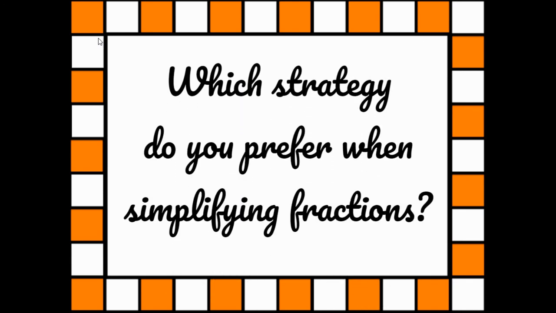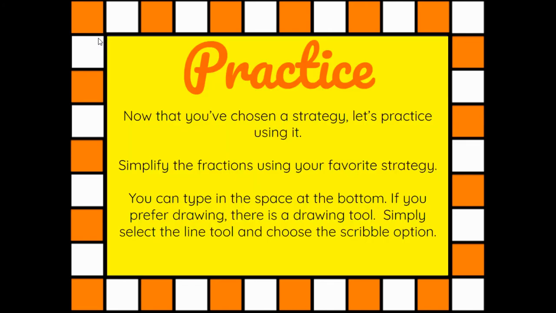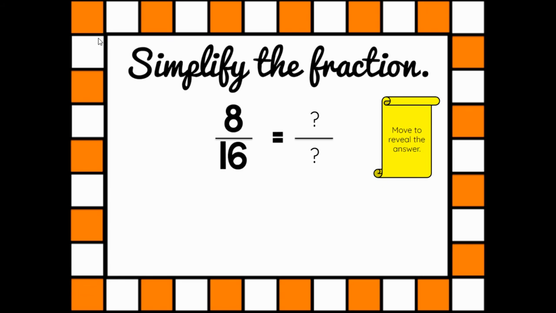So which strategy do you prefer when simplifying fractions? Me personally, I prefer the prime factorization. I'd rather just use 2, 3, 5, and 7, and then anything that they don't go into is prime. So here's practice. Our first one is 8/16.